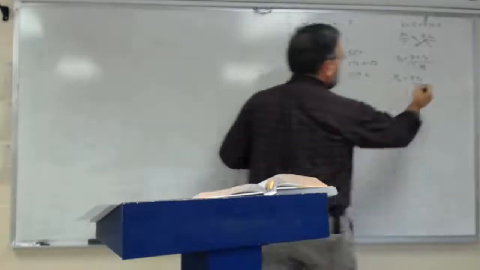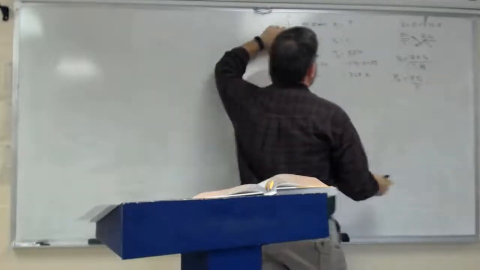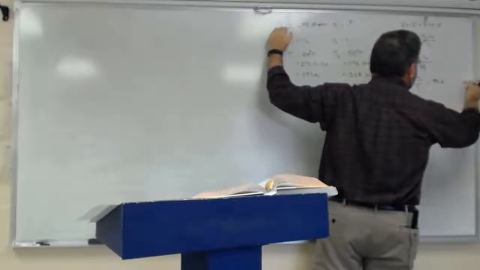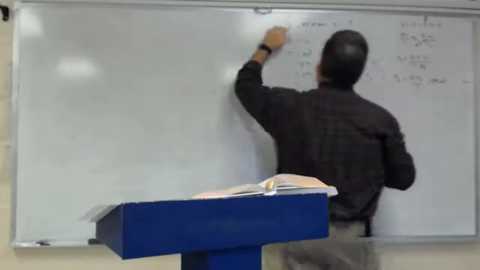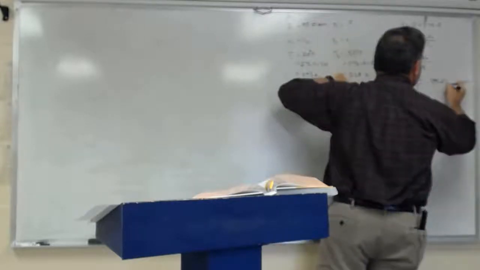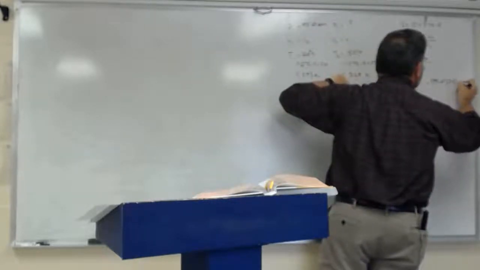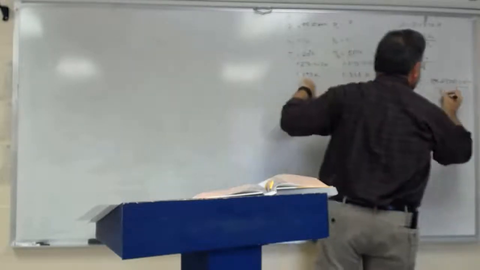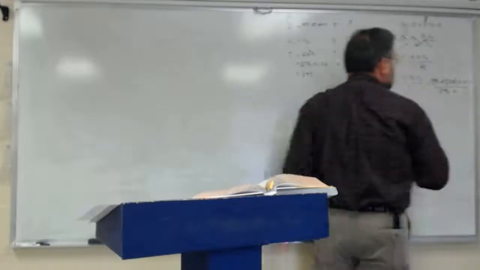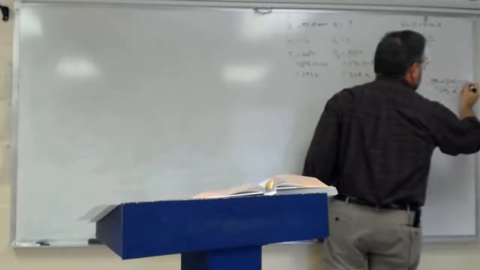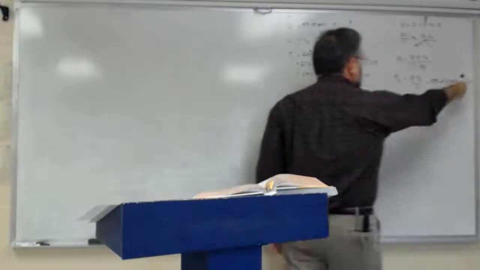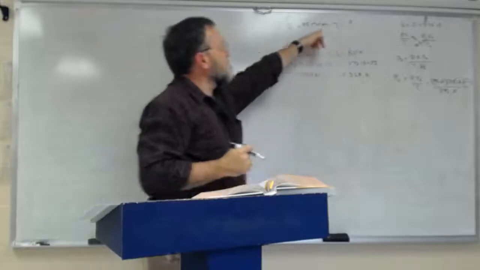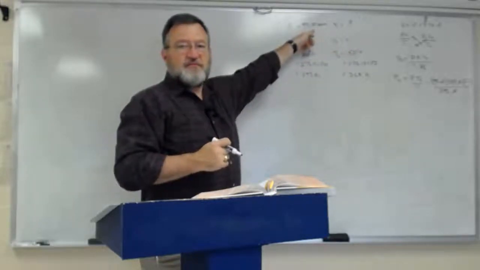So P2 is equal to P1, 95.0 atmospheres, times T2, 328 Kelvin, divided by T1, 293 Kelvin. Kelvin cancels Kelvin. I'm left with atmospheres. It's a pressure. I'm solving for pressure. My setup is right. My pressure should be in the same units as my initial units, atmospheres.